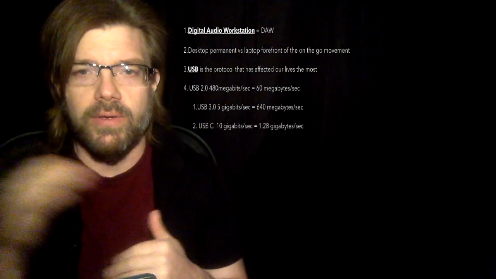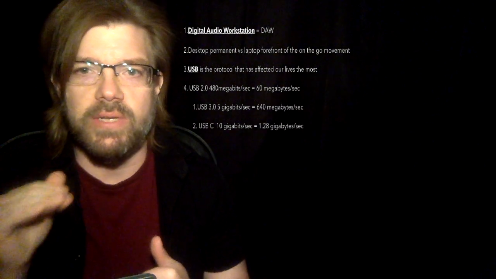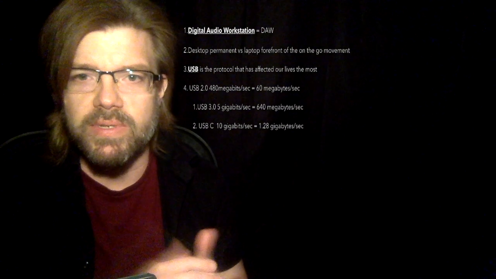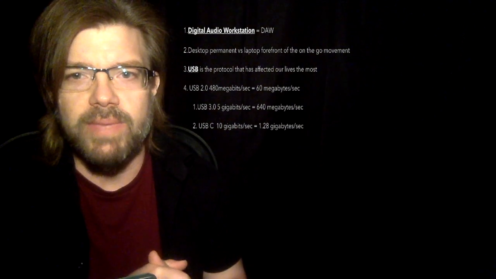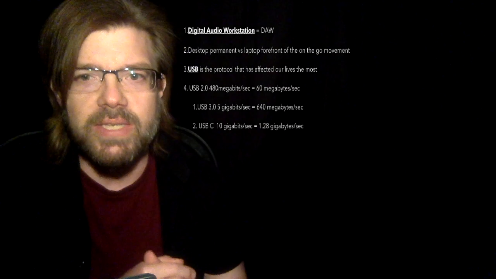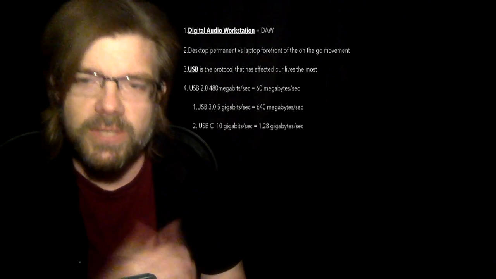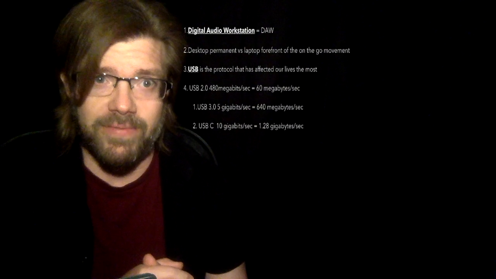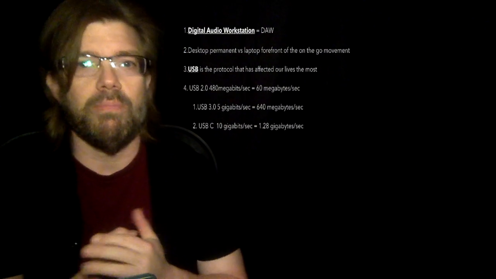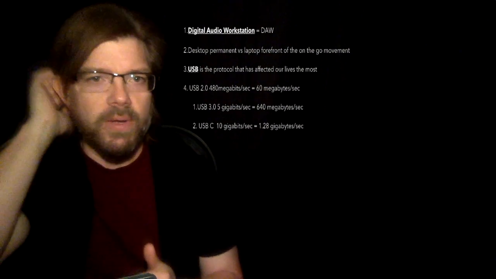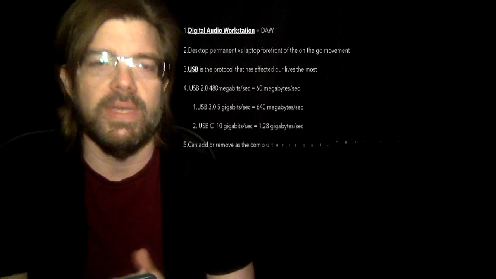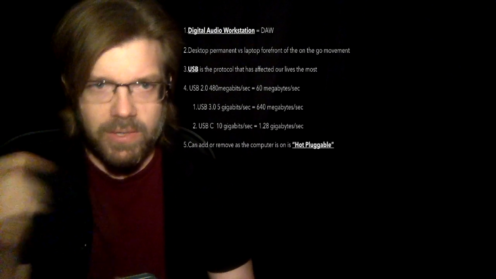Anyway, you can see pretty easily, right, that USB 2 is around 480 megabits per second. USB 3, we're into 3 gigabits, and then USB-C is up to 10 gigabits. So faster and faster and faster. Good. All right. Hot pluggable is the term for when you can unplug and plug something in while the computer is on and you don't have to reboot it.